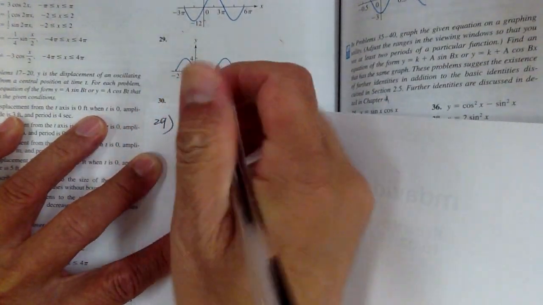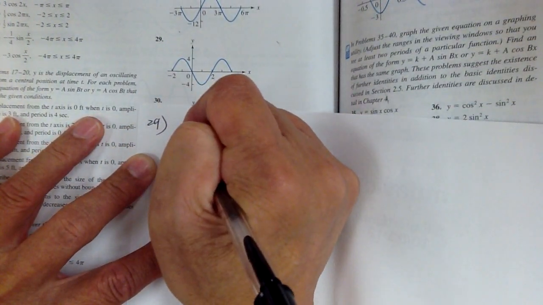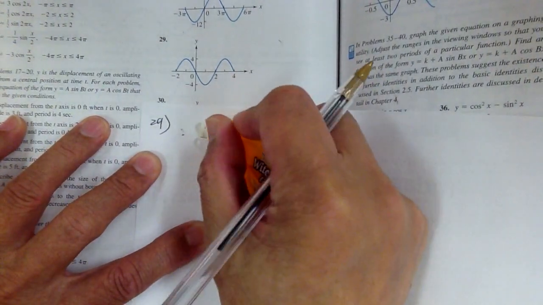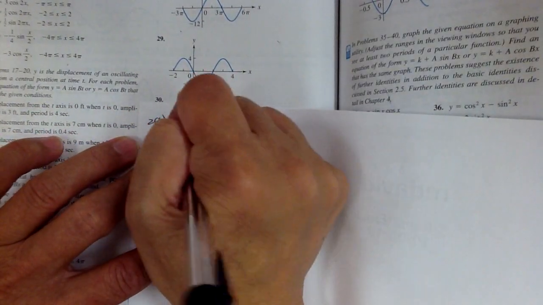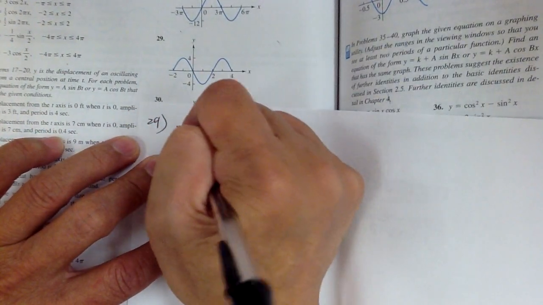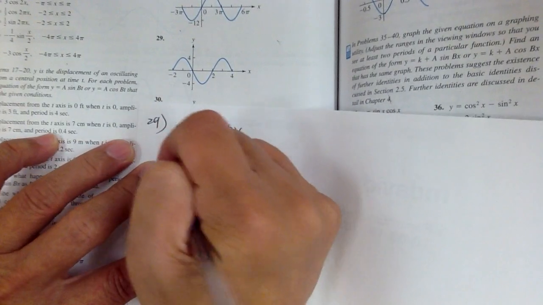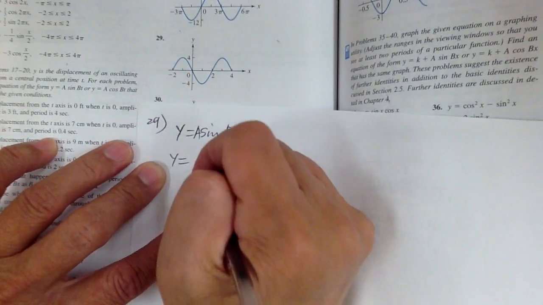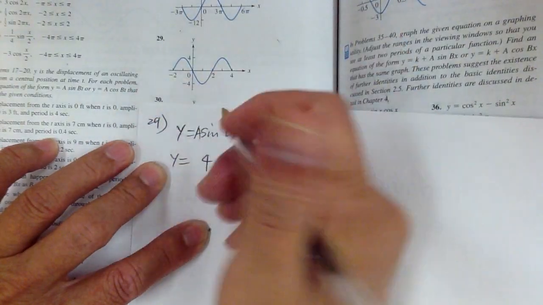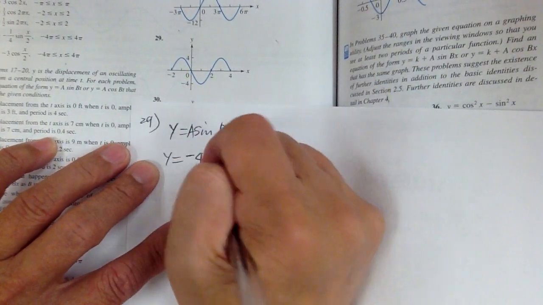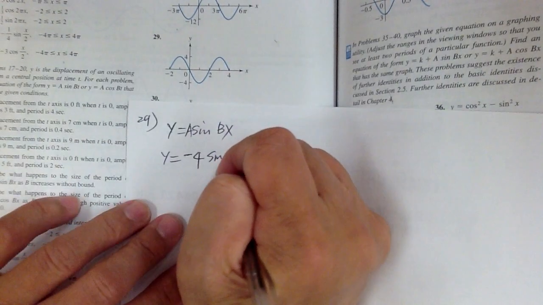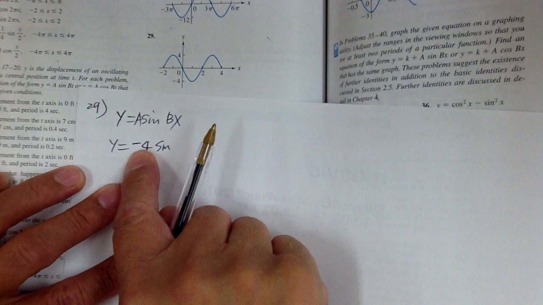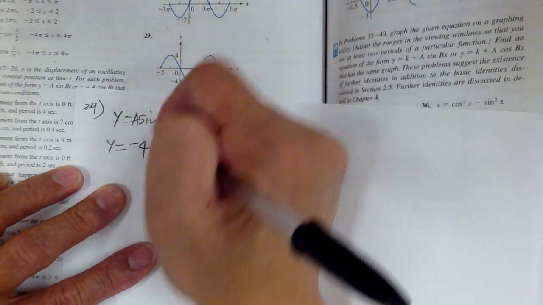Okay, so number 29, again, you want to use sine. I'm going to find out y equal to, in terms of a sine function. So you got y equal to a sine of bx. So y equal to, by looking at this graph, you can see that it's 4, but notice the graph got flipped upside down, so it's negative sine. Okay, so it's negative sine. And to find b, so again, this is upside down, so that's how I get a negative. And the amplitude is 4, so this is 4.